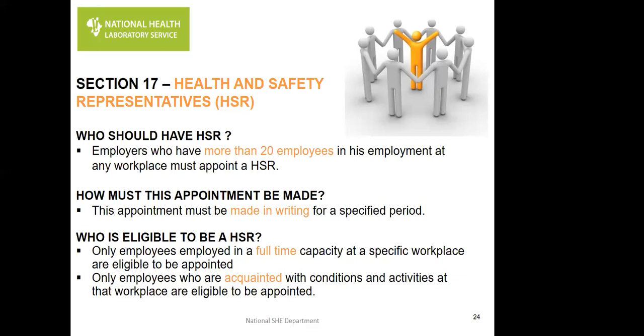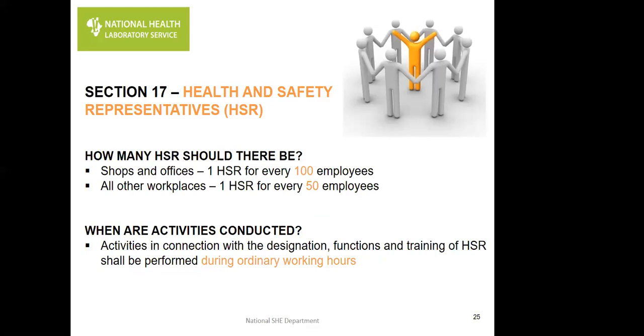Who is eligible to be a safety rep? It is only a full-time employee, and it's only somebody who is fully acquainted with the conditions and activities of the workplace. Further on, section 17, how many health and safety reps should there be? For shops and offices, there must be one for every 100 employees. And for other workplaces, there must be one for every 50 employees. So any other workplace besides a shop and an office must have one for every 50. So a clinic, a hospital, a lab must have one for every 50.